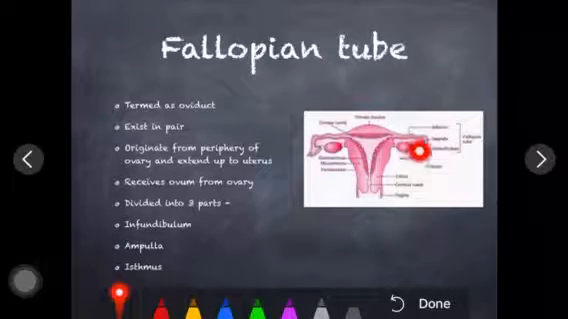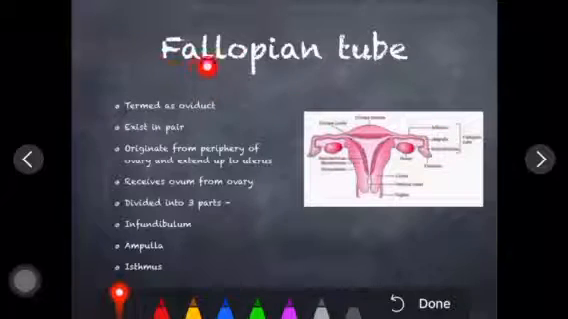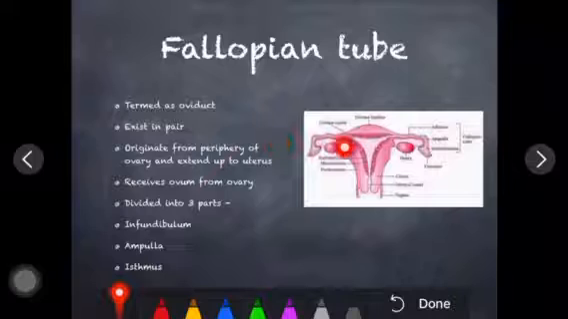Next we'll talk about the oviduct, or we can call it the fallopian tube. Here you will see ovaries are there and they open into a tube-like structure on both sides. This tube-like structure is called the fallopian tube. It is also called the oviduct. It exists in a pair.